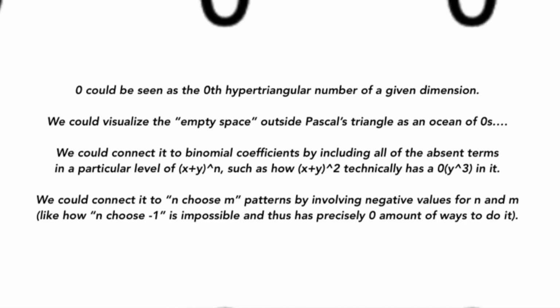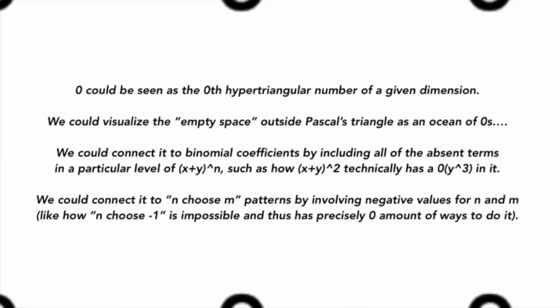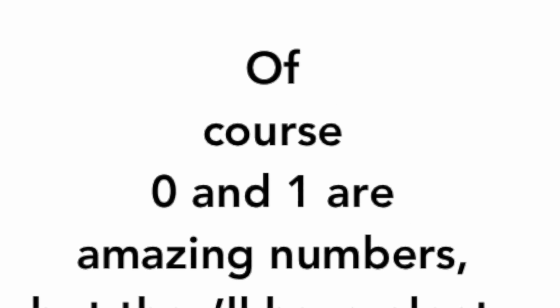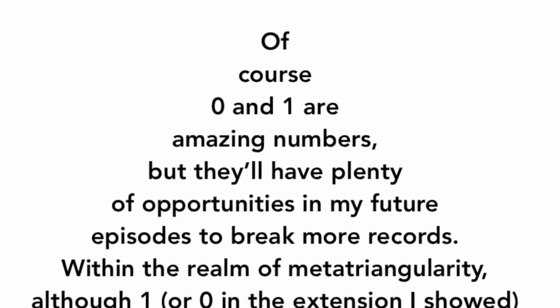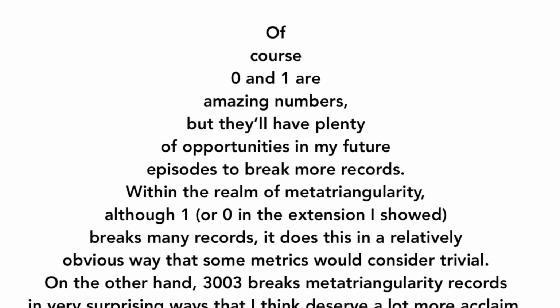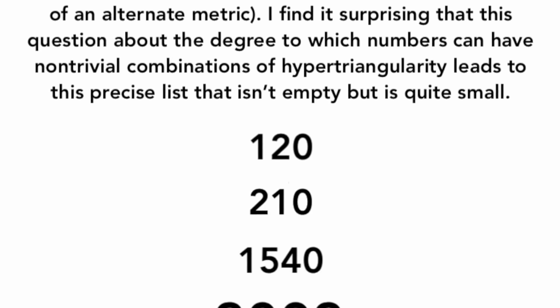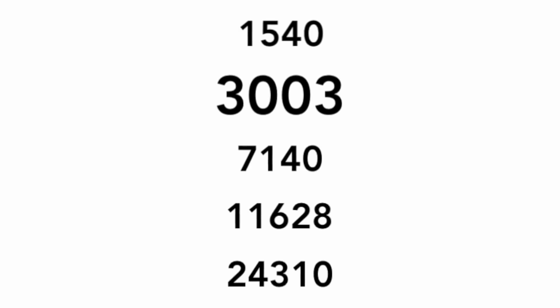And if you were to include the zeros, since they would not only appear an infinite amount of times in total, but in fact would appear an infinite amount of times in every row, in that extension, I think it would be fair to call 0 the most trivially meta-triangular number. However, 0 and 1 already get a lot of respect within the world of mathematics, and there are several metrics I could have defined meta-triangularity as that wouldn't have even included them as possible contenders. So really, this episode was more about these very special numbers.